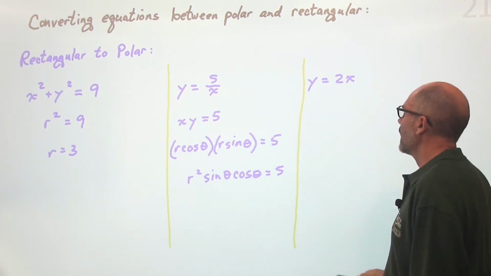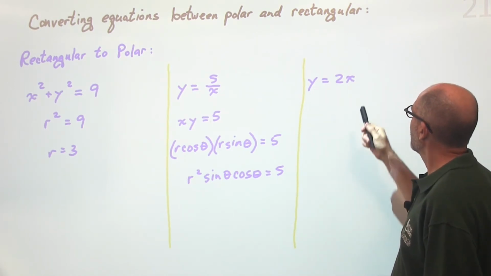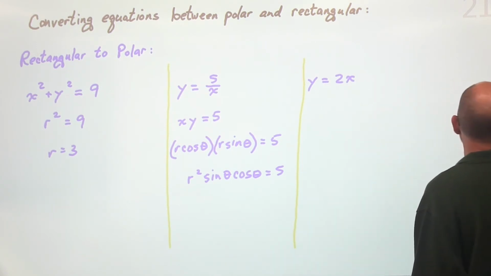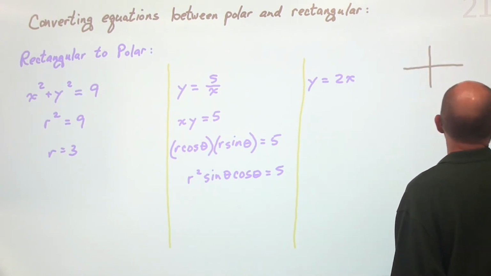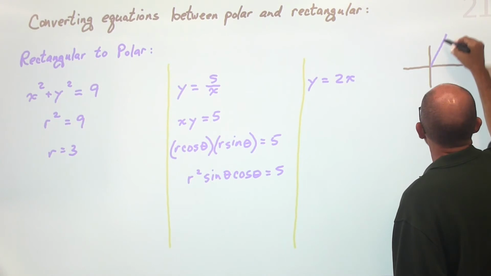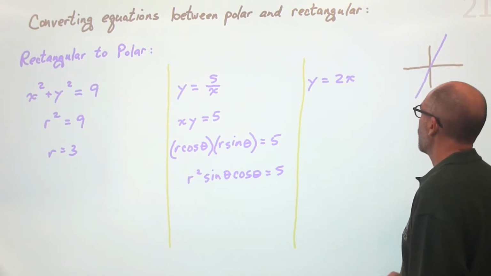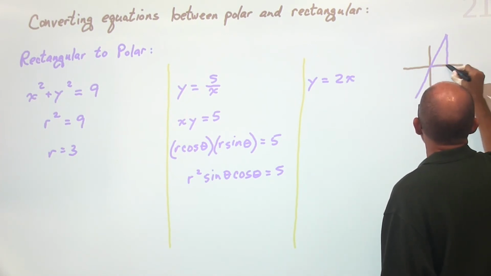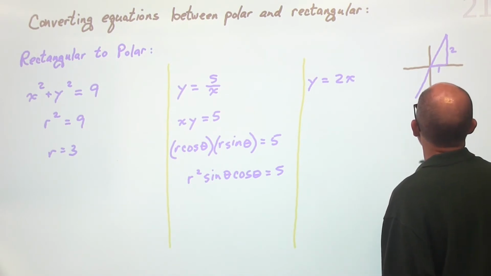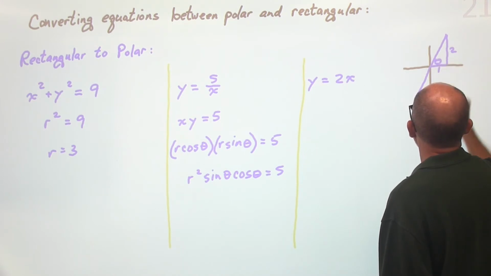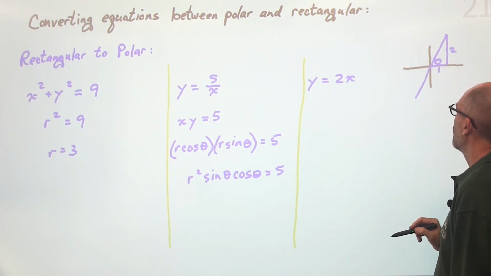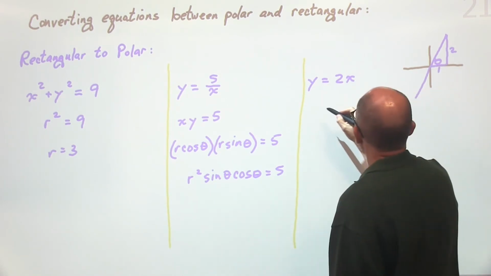All right, now y equals 2x. This is an interesting one because notice what this is going to look like if you graph it. Y equals 2x is a line with slope 2 that goes through the origin. Well, what's the angle? Well, if it's slope 2, that means this is a 2 and that's a 1. And so that means our angle, theta, is going to be the inverse tangent of 2 over 1.